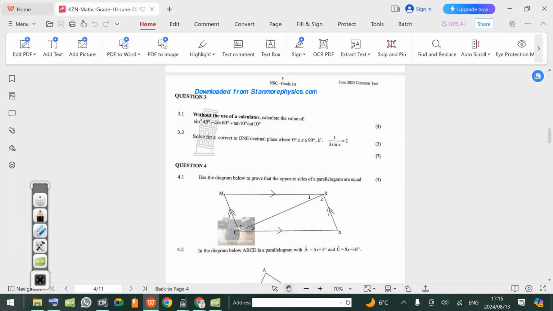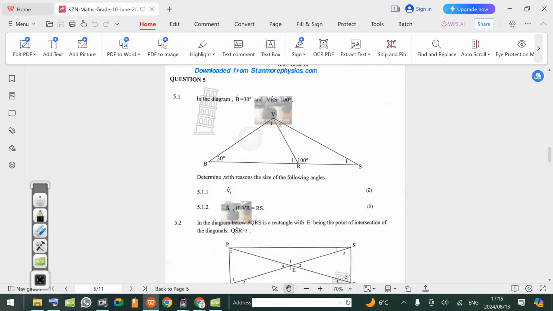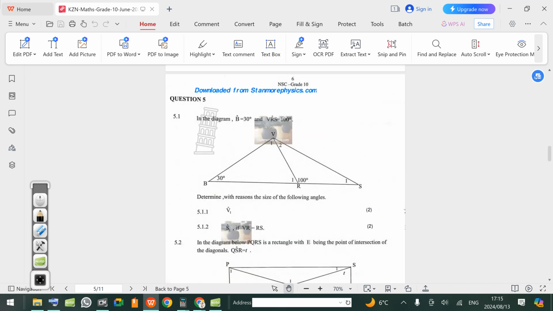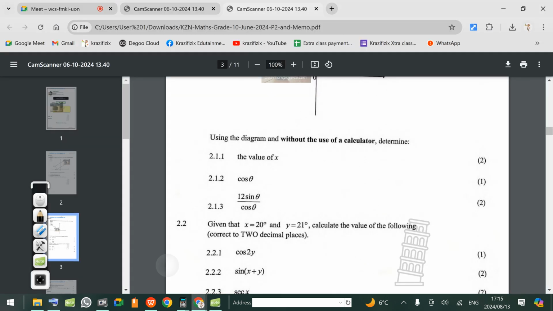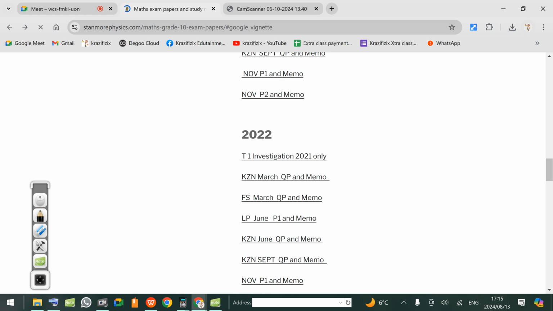Now, okay, trig seems to have finished here. We need, this is Euclidean. All right, so let's go search for a term 3. We're going to search for a term 3 paper together. So this is where you get your papers from.